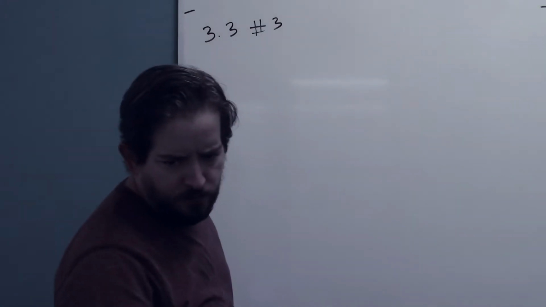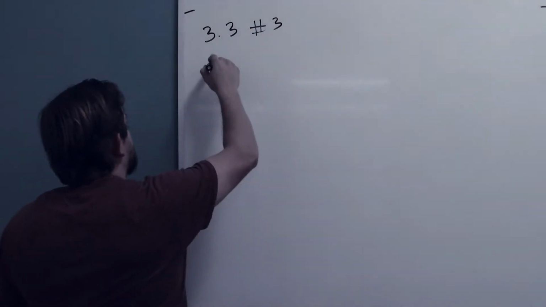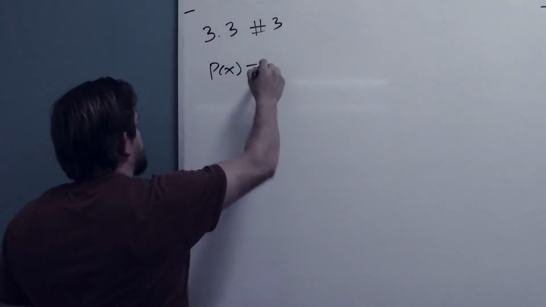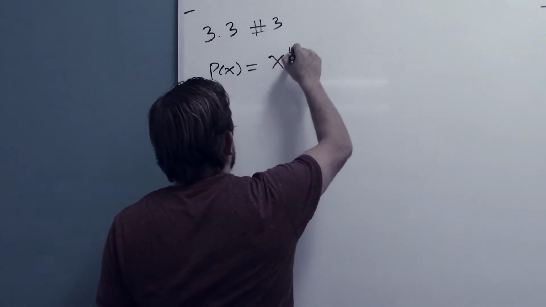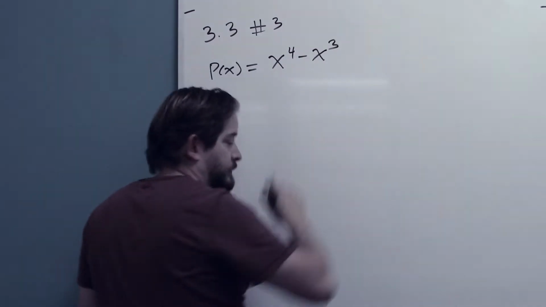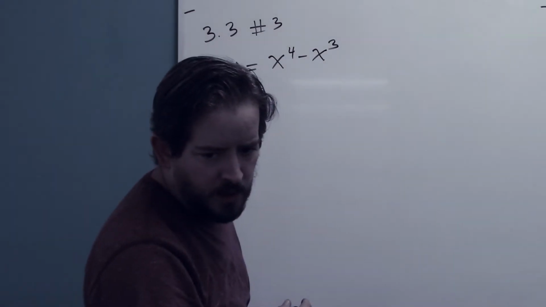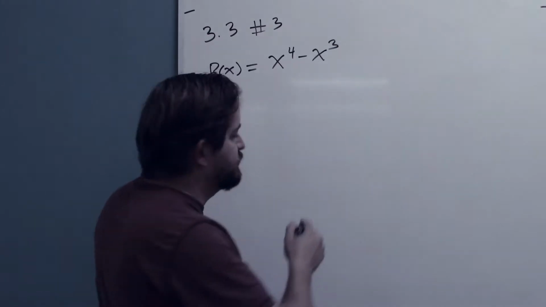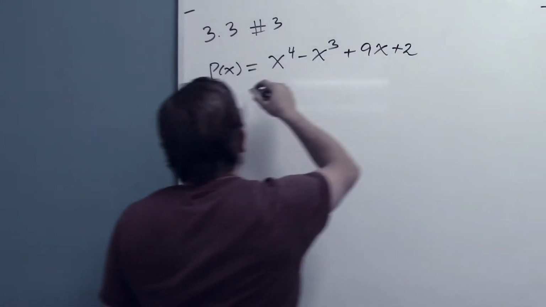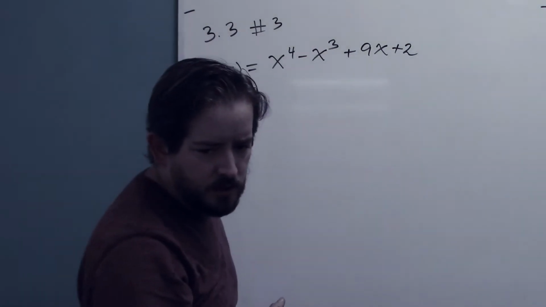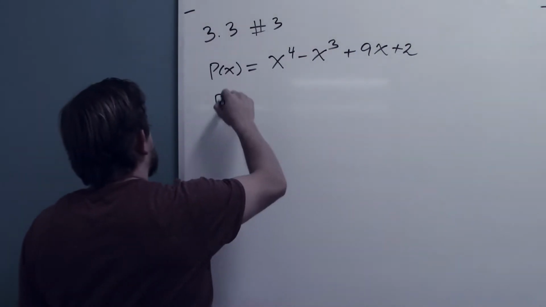And we have P is given to us as x to the fourth minus x to the third plus 9x plus 2. And D is x squared plus 8.